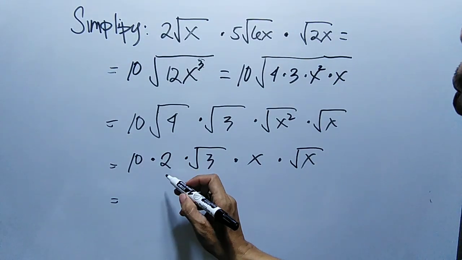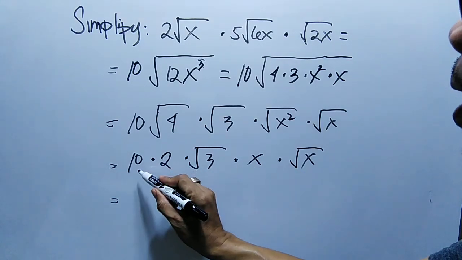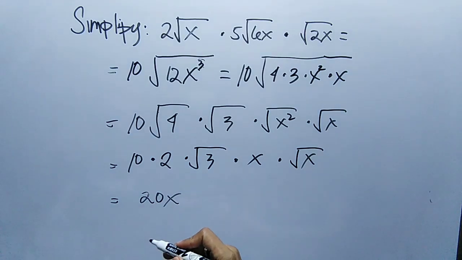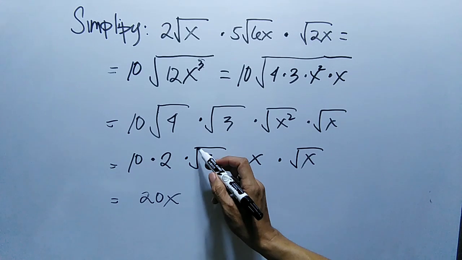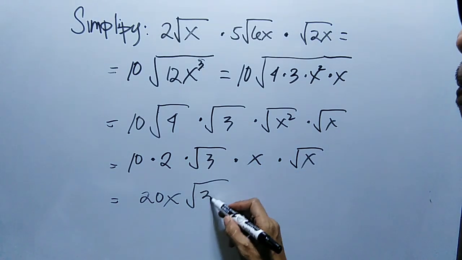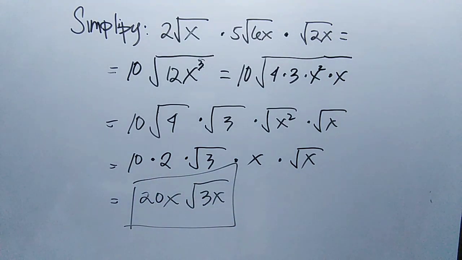So, 10 times 2, that is 20. Tuloy natin dito kay x. Okay? 10 times 2 times x, that is 20x times 3 times x. Si square root of 3 times square root of x, that is equal to square root of 3x. So, this is your final answer. Bye-bye.